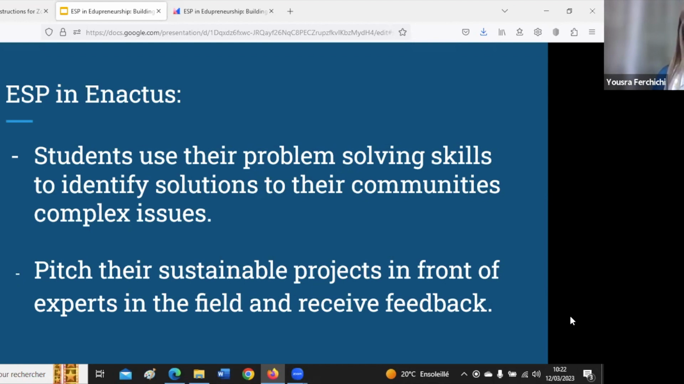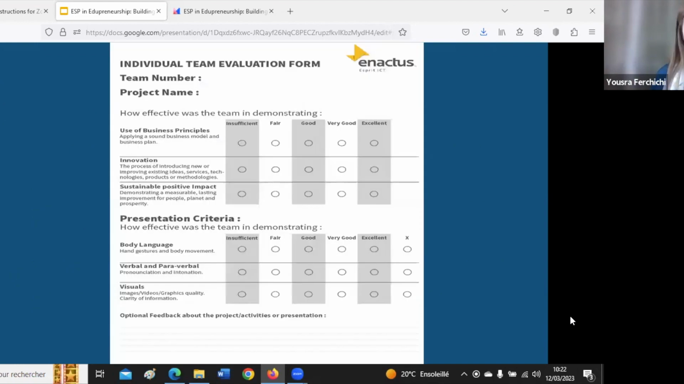Here, students use their problem-solving skills to identify solutions to complex issues, and they have to pitch this in front of jury members. The jury members, including myself, give an individual team evaluation form based on their performance and on the impact of their project, at the 3 levels we talked about: the environmental, the social, and the economic. The criteria of evaluation also included language fluency in English.